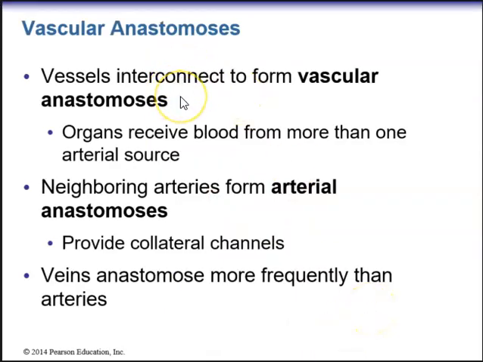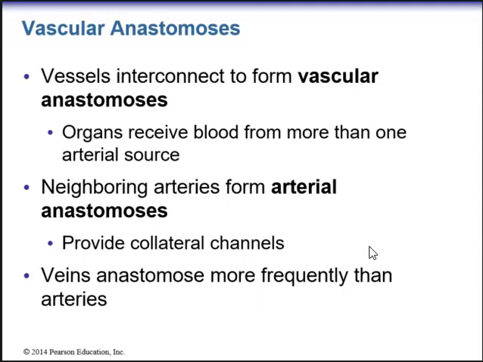So vessels will interconnect to form vascular anastomoses. Anastomoses are just connections between these vessels. Organs will receive blood from more than one arterial source. We'll have neighboring arteries that form an arterial anastomosis, which helps provide collateral channels.